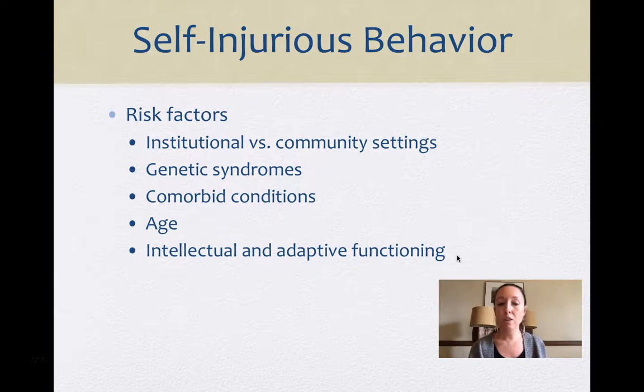Comorbid conditions, so having autism spectrum disorder and intellectual disability. In addition, if there's any hearing or vision impairments and intellectual disability, we do see that population having more self-injurious behavior. Age: around 2 to 3 years of age is usually when you'll start to see self-injurious behavior in individuals with intellectual disability, if it does occur. And then it can become more frequent and severe throughout childhood. And more severe levels of intellectual and adaptive functioning deficits are a risk factor for self-injurious behavior.